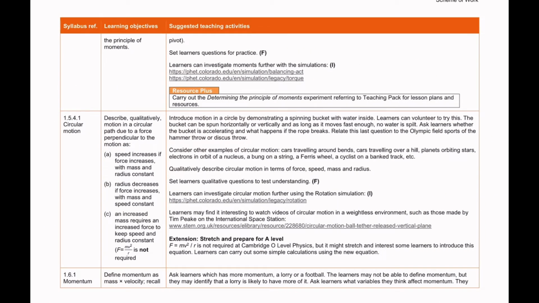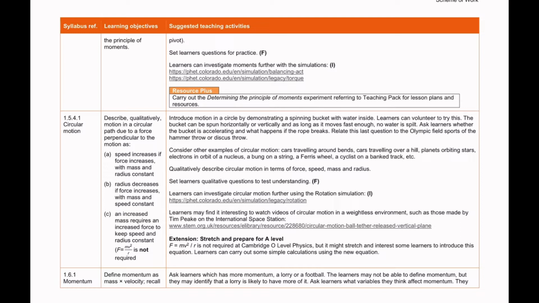Key concept 1.5.4.1 Circular motion. Describe quantitatively motion in a circular path due to a force perpendicular to the motion as: A, speed increases if force increases with mass and radius constant. B, radius decreases if force increases with mass and speed constant. C, an increased mass requires an increased force to keep speed and radius constant. F = mv²/r is not required.